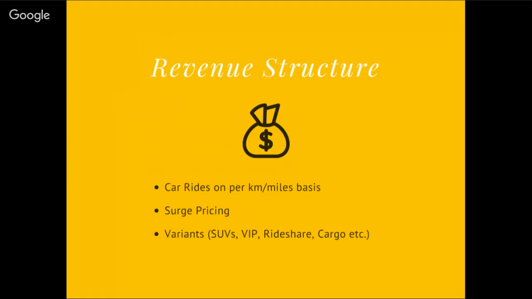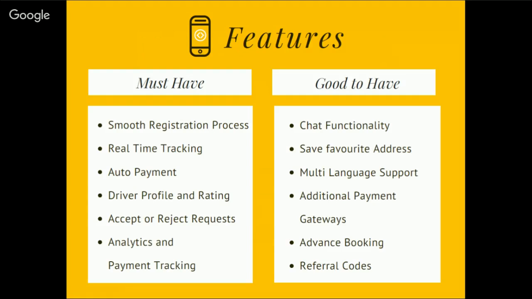The revenue structure for Uber has been car rides on a per kilometer or miles basis, surge pricing, although frowned upon, but still it works for Uber, and the variants that they have created as various pricing points for different passengers.